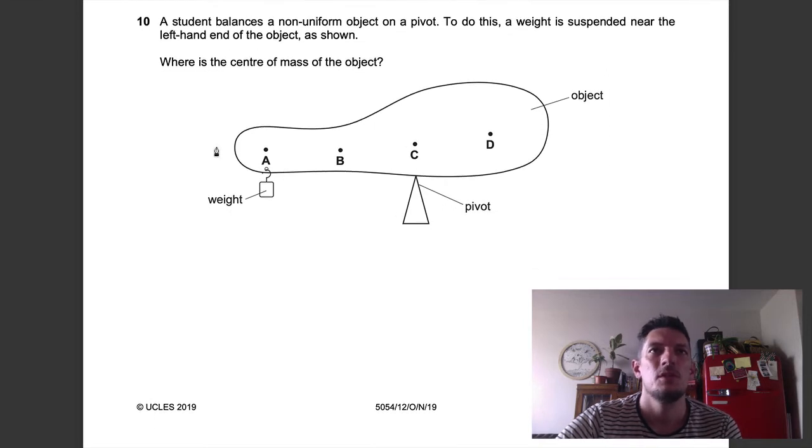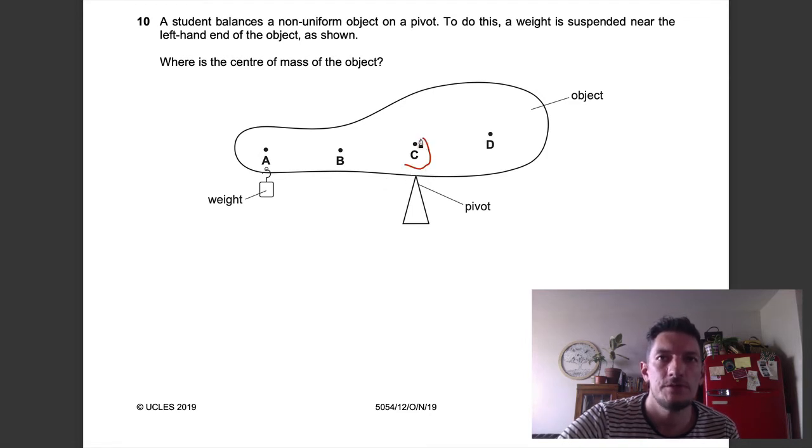Okay, a student balances this object, which is not a uniform object, on a pivot. To do this, the weight is suspended near the left-hand end of the object as shown. Okay. Where is the center of mass of the object? Well, it said that the student balanced it. Now, if you want to balance something, you have to put the pivot under the center of mass. So it has to be C. If it's balanced, it's C. Even though that might not be the natural center of mass of the object.